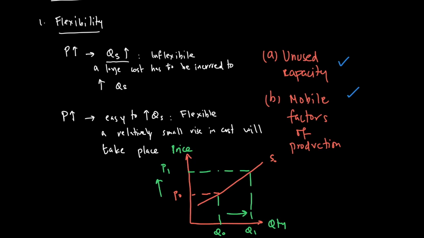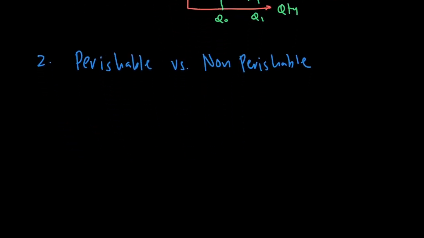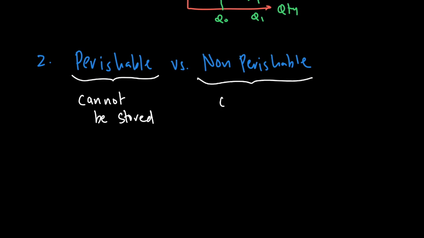The next factor that affects PES, or elasticity of supply, is to do with perishable versus non-perishable goods. So what are perishable goods? Perishable goods are those goods which cannot be stored. Why can't they be stored? Because they have a very small, what we call, shelf life. And because they can't be stored, the supply tends to be very inelastic to a change in price. But non-perishable goods, like for example furniture, anything that can be easily stored, are very elastic in supply.